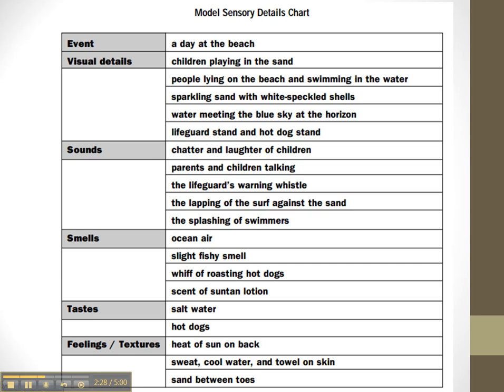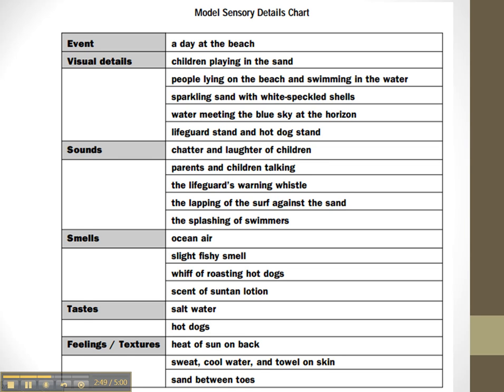Smells. You smell that ocean air. You smell that kind of fishy smell from dead fish being around. And suntan lotion. Now, smells can be very powerful because they really put your reader there. So when you talk about suntan lotion, boom, it's a specific smell we've all smelled. And so you're there. You're transported to that scene.